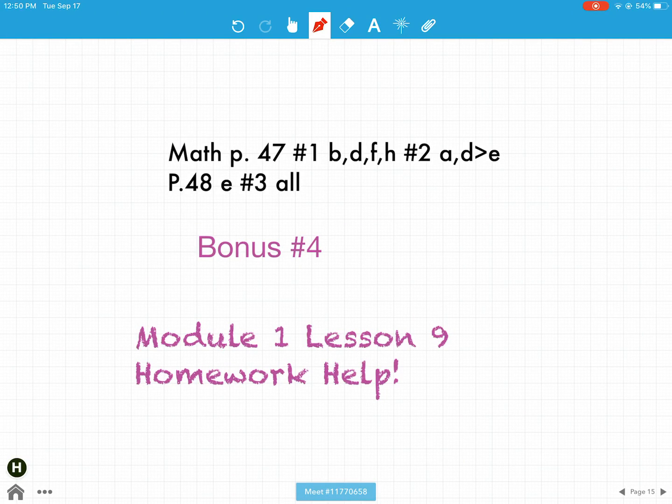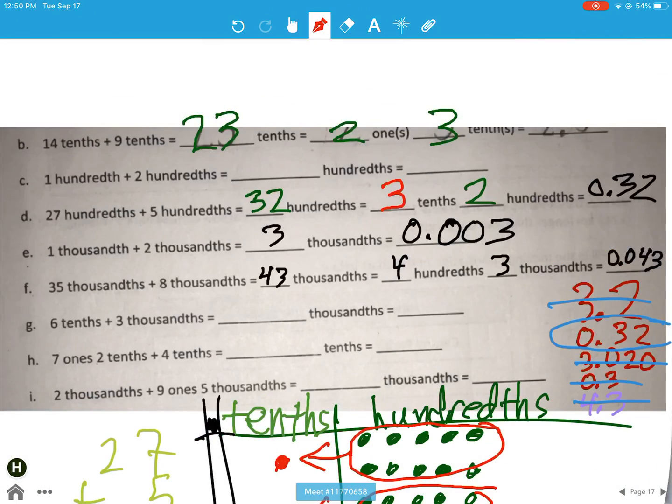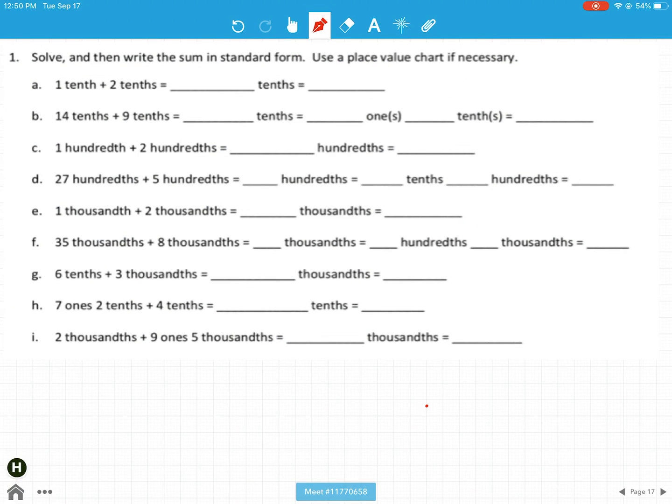All right, this is Module 1, Lesson 9, Homework Help. I'm going to show you how we got some of our answers for today's problems. Most of the students understood that when it's like units, such as tenths, hundreds, thousands, it was straightforward. The only difference was where the decimal line.